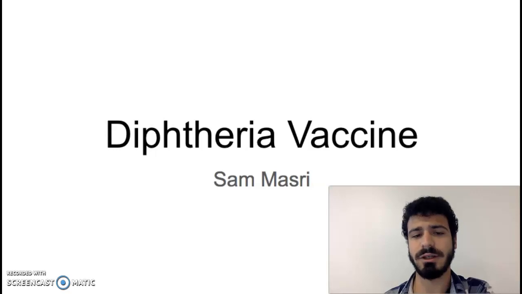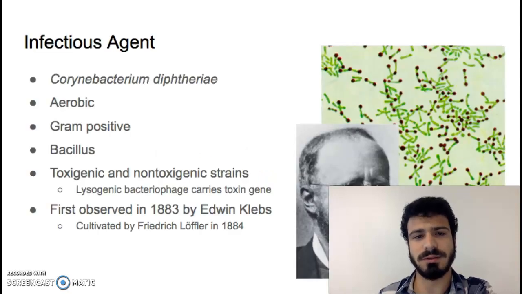Hi, I'm Sam Masri, and today I'm going to be going over the diphtheria vaccine. So first I'm going to just cover the disease as briefly as I can, and then I'll move on to talk about the vaccine. So the infectious agent for the diphtheria disease is Corynebacterium diphtheriae.